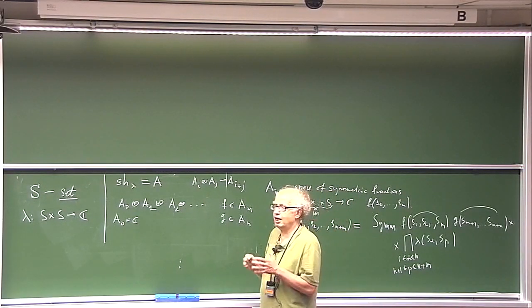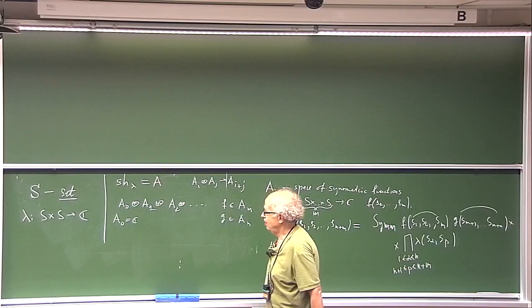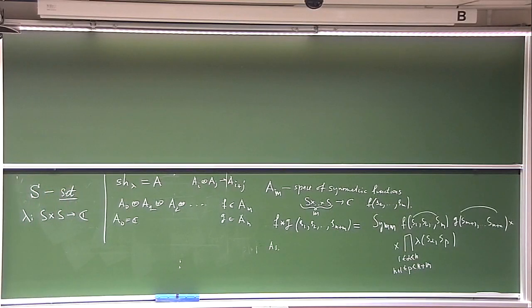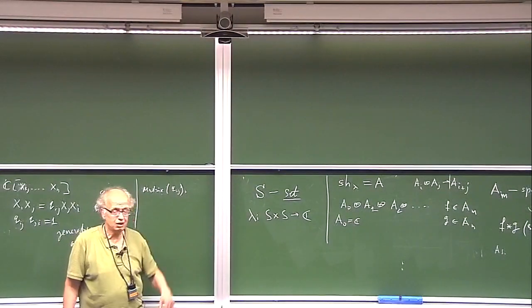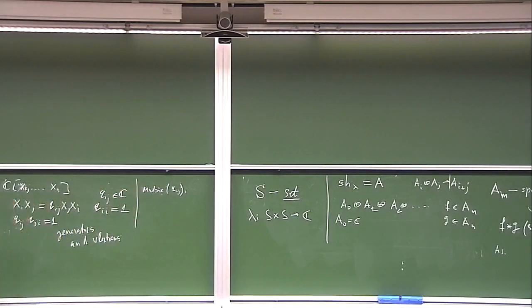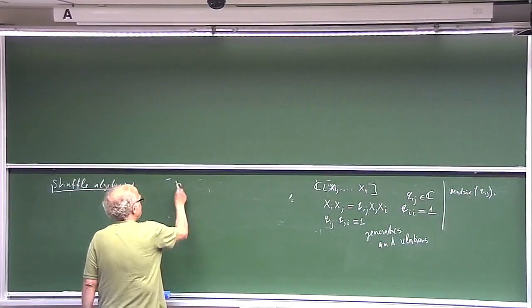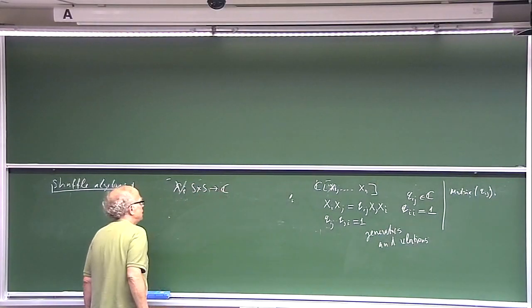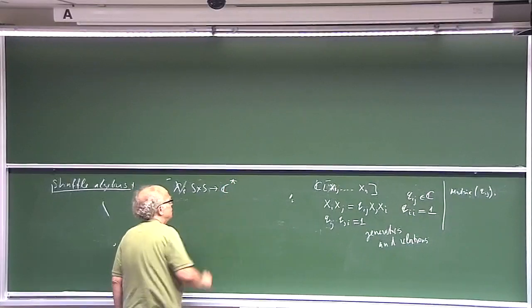So as a result, I have a simple construction of an associative algebra, and the question is what the relation of this algebra is with the algebra of skew polynomials. They are very close things, not precisely the same, but very close. To see it, let us suppose that the function lambda from S times S to C has no zeros, for simplicity, that is, it goes to C star.